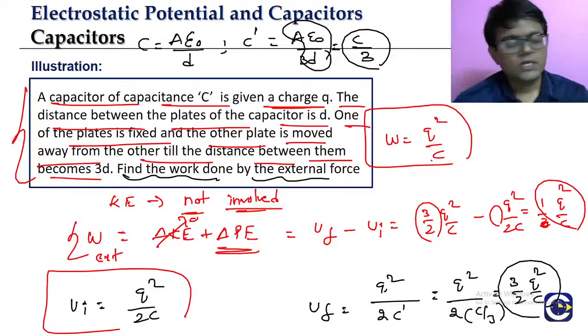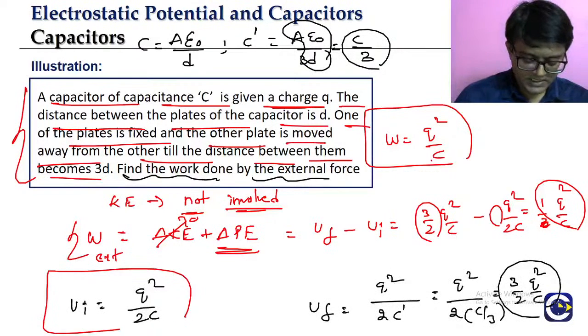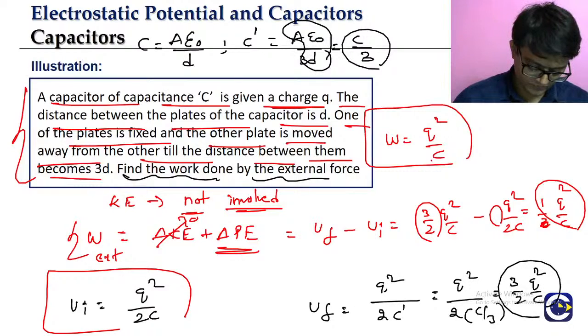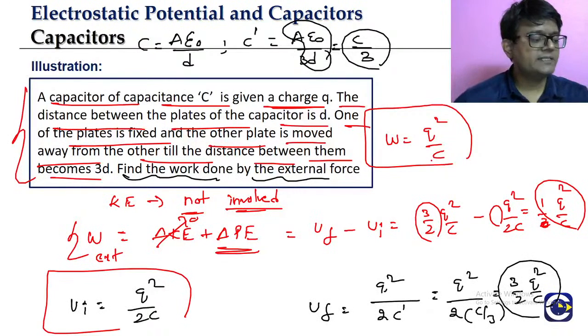So what is the work done by the external force? Q square by C. Whatever the change in the potential energy, that is the work done by the external force. Are you able to get it, guys?